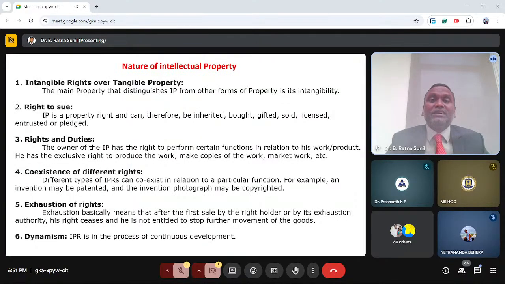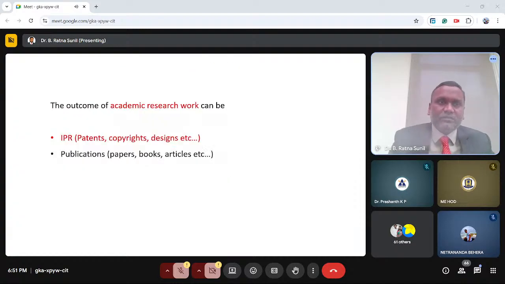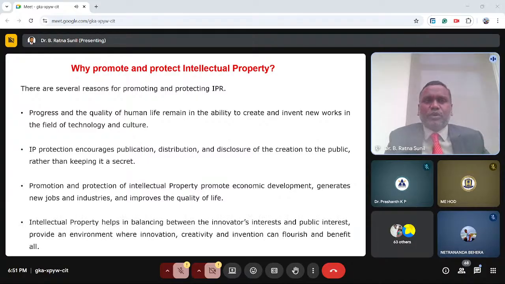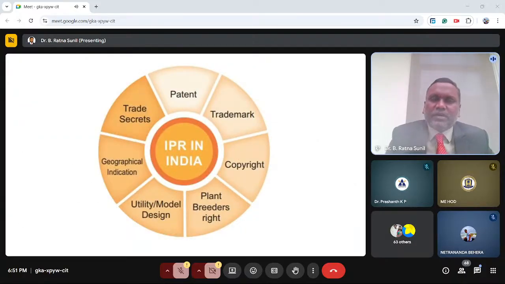And dynamism: IPR is in a process of continuous development, so I can even improve it, I can even develop it. So I suggest for academic research outcomes, you always first try to go with IPR, filing patents or copyrights or design registration, and then the same work we can go for publications also. So why should we promote IPR? For the same reasons why we should publish. Some points here, I'll just skip.